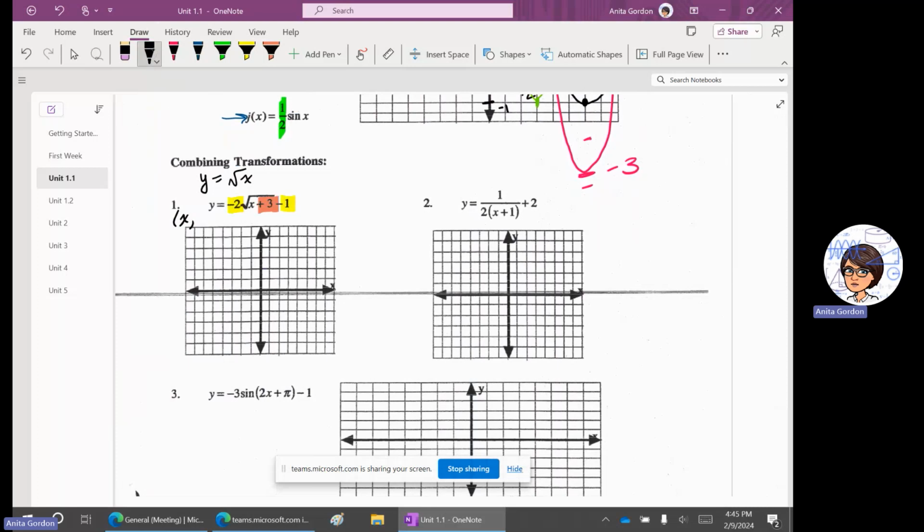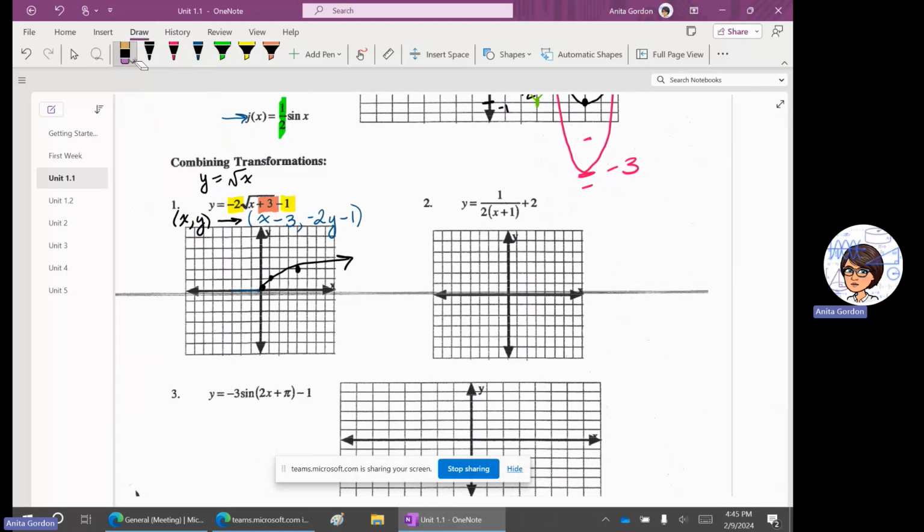So I'm taking my base points, x, y, and I'm transforming them: the x is being moved over to the left by 3. The y, I am multiplying by -2, and then I'm shifting it down by 1. So remember the key points that we just did on the previous page: (0, 0), (1, 1), (4, 2). So this is the shape of my base graph. What happens to it now? I'm going to take my x. I'm going to move it 3 over.